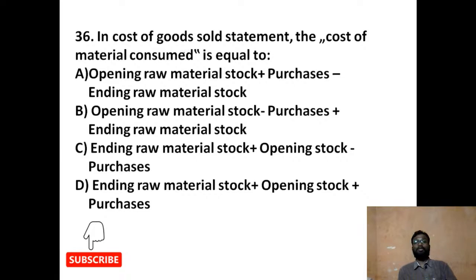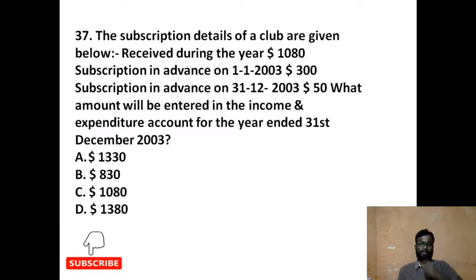In the cost of goods sold statement, the cost of material consumed is equal to, what is the formula? So whatever opening raw material we have, we have to add the purchases and subtract the closing raw material stock. Yes guys. So option A is the right answer: opening raw material plus purchases minus closing raw material. Yes guys. Now.